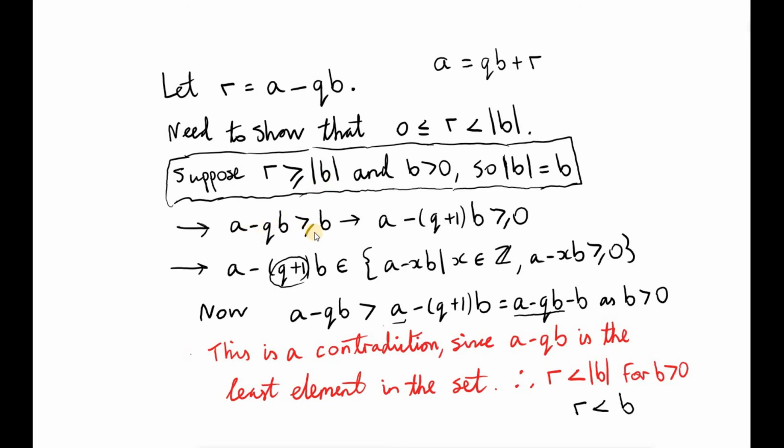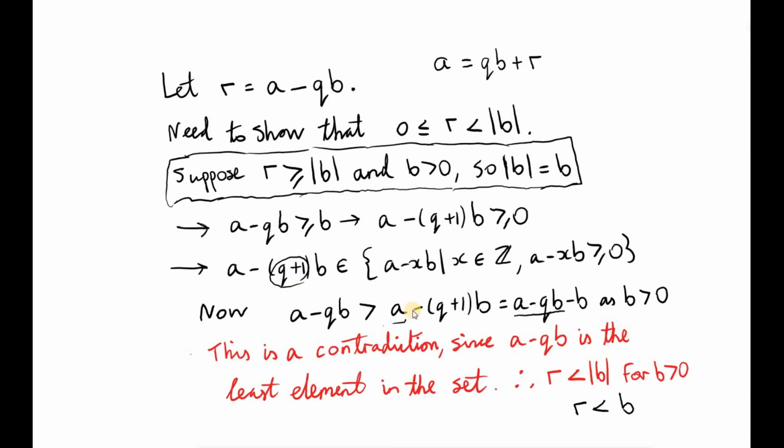Okay, so we put r greater than or equal to the magnitude of b, rewrite it, and notice that we get an integer of the form a minus xb. X in this case is just q plus 1, which of course is an integer, since q is an integer. So this thing belongs to our set.